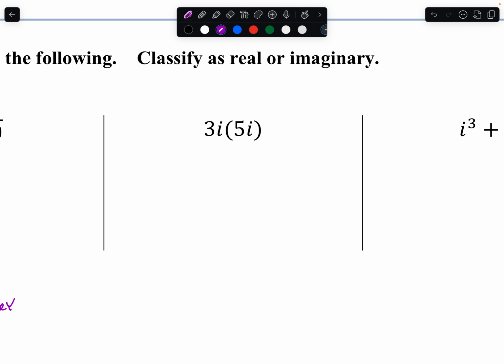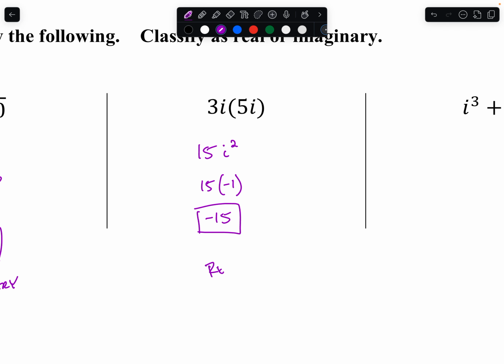3i times 5i. When I multiply, I can multiply the numbers. I get 15. i times i is i squared. Then we know that i squared is equal to negative 1. So 15 times negative 1 is negative 15. That's our answer. And that is a real number. It has no imaginary part. Okay, so that's kind of cool to show that when you multiply, this is an imaginary number, and this is an imaginary number. And when you multiply 2 imaginary numbers, it's possible to get a real number.